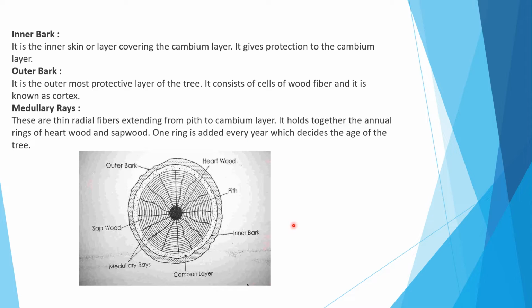There is the picture below. This is the outer bark. This is the heartwood. This is the pith. This is the inner bark. This is the medullary ray. This is the cambium layer. This is the sapwood.